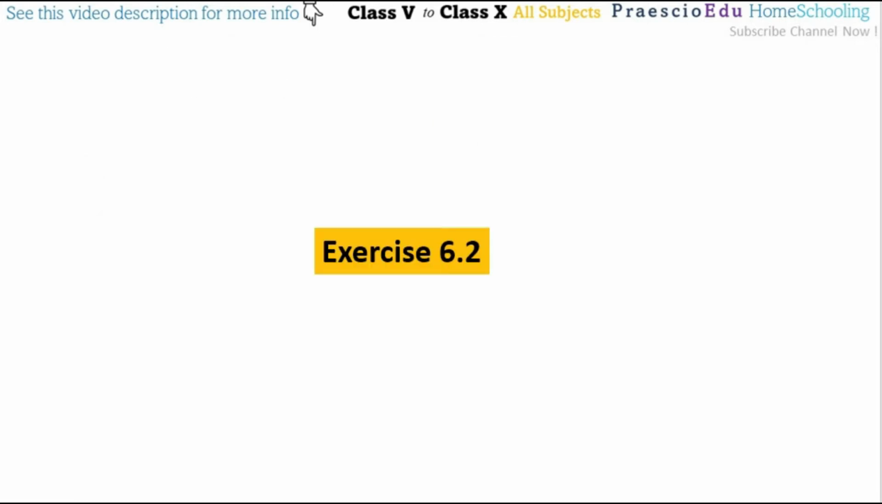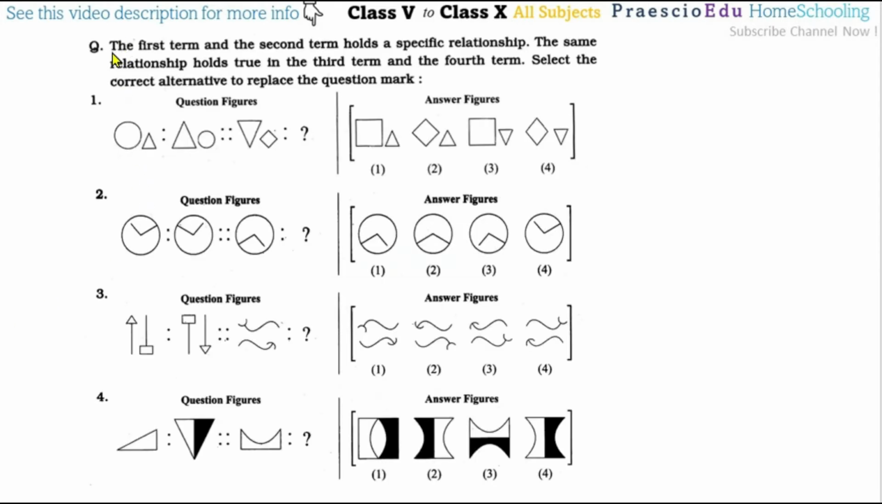Now we are going to see the exercise 6.2. The common directions are the same as in the previous model questions. Now question number 1 is there.